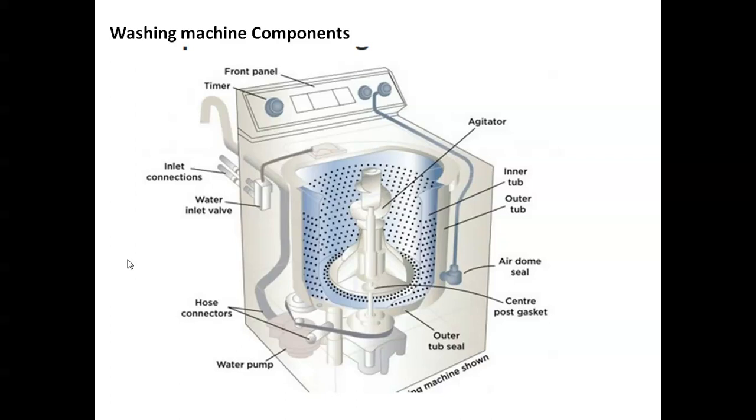They have a front panel, timer, agitator. The agitator is the center part. Actually this is a front load washing machine, and this is a top load washing machine. In the top load, the agitator works front and back, as you might have seen in advertisements. Then inner tube, outer tube, air dome seal, center post gasket, then water pump. Everything is shown in the picture.